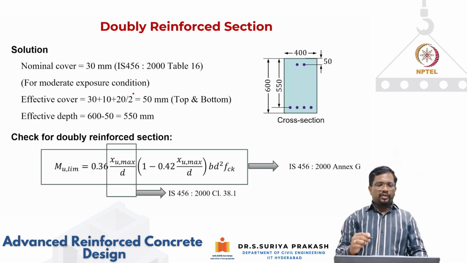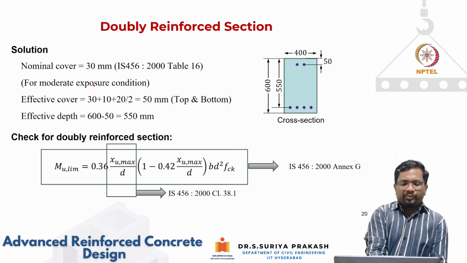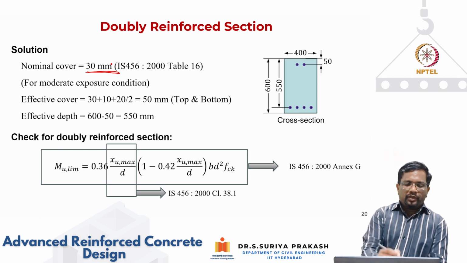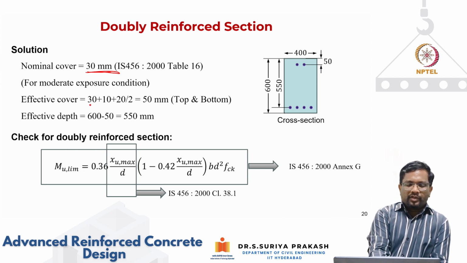I'm just running through the numbers again. For the given exposure condition, we are taking a nominal cover of 30 millimeter. So the effective cover will become the clear cover plus the stirrup diameter. So this is your stirrup, and this is half of the longitudinal bar.